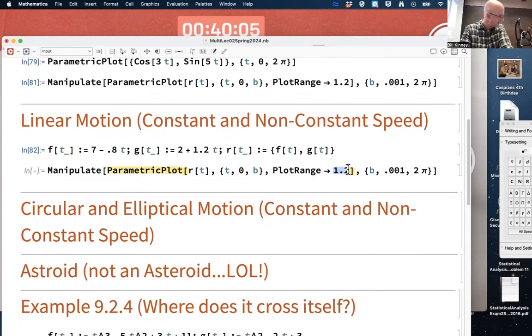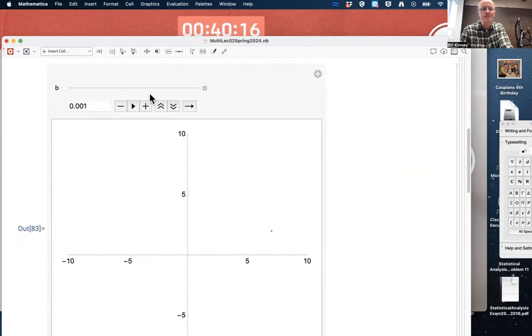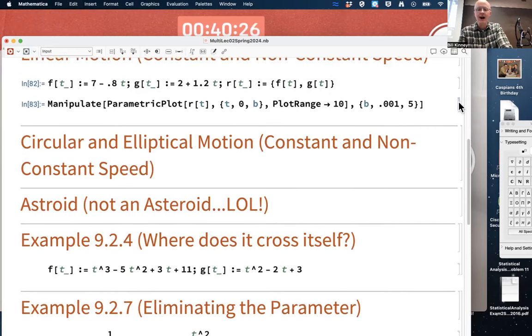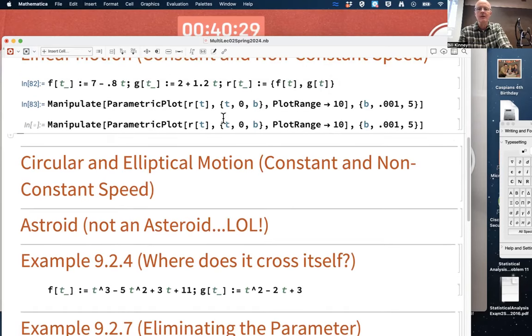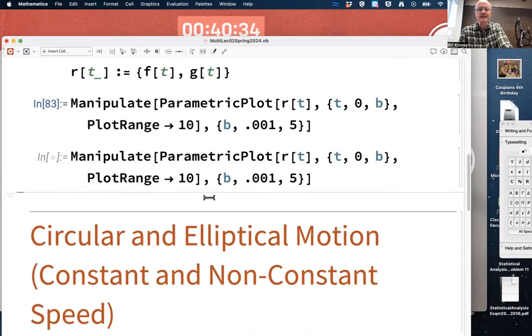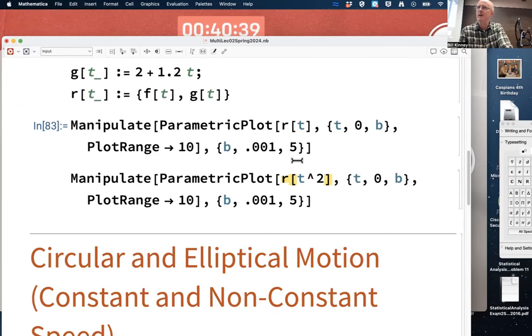I want to make my plot range bigger to see the entire curve, say up to 10. B is going to go from just barely bigger than 0 up to 5. Should see the motion here. There it is. Constant speed. What if I wanted to make this not constant speed, but along the same line? I could, for example, this is just one example of something I could do. Replace the t with t squared, for example. It'll be along the same line, but it'll not be a constant speed.